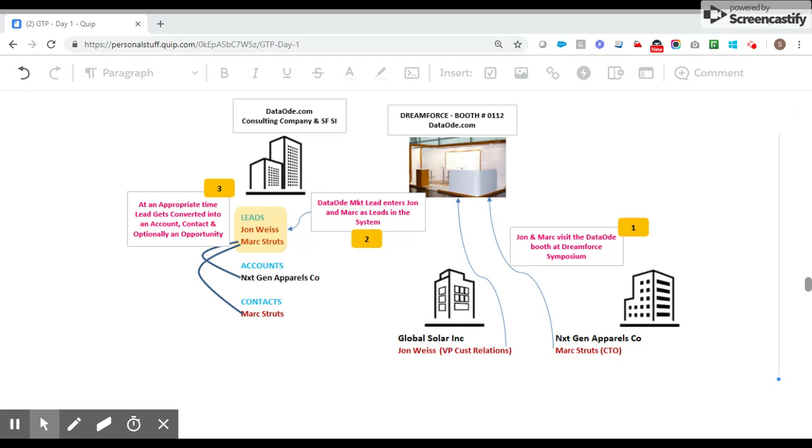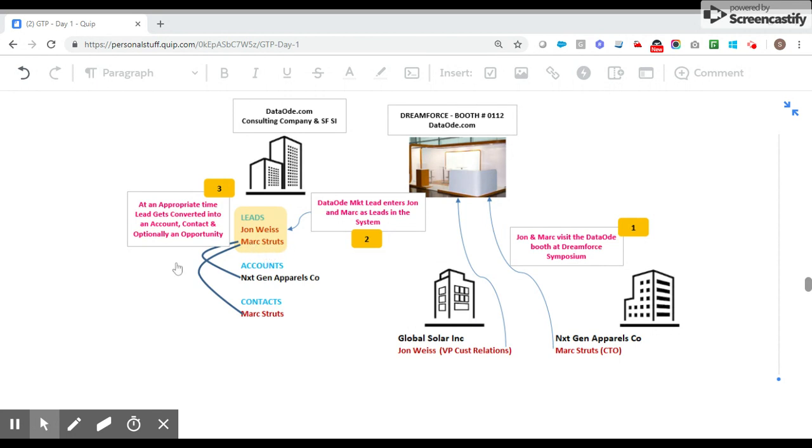There is a lot of other analysis that happens within Data Ode, and based on some of the principles or processes established in Data Ode, the team decides that Mark Strutz from Next Gen Apparel is ready to offer the implementation project to Data Ode. So at this juncture, the marketing team would convert the lead.